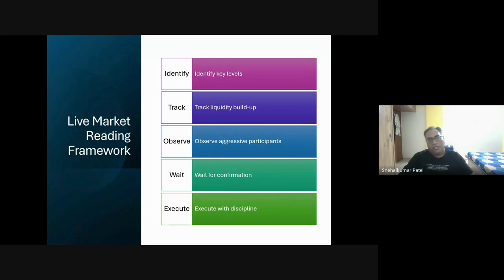So how do we basically use order flow? Identify key levels. We have to identify the support levels, resistance levels, and point of control using the market profile, and then take a trade when the price tries to move beyond the value area. We have to identify how the liquidity is building up and who is dominating in the market, whether those are buyers or sellers. We have to wait for confirmation.